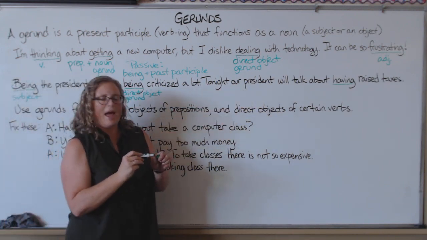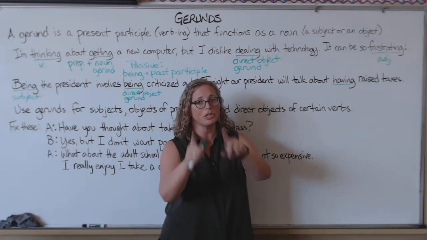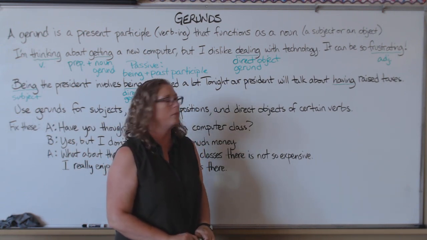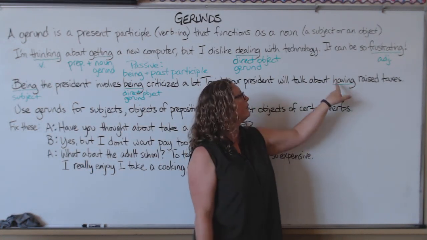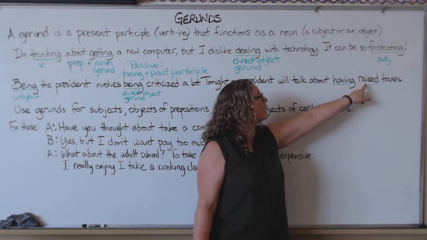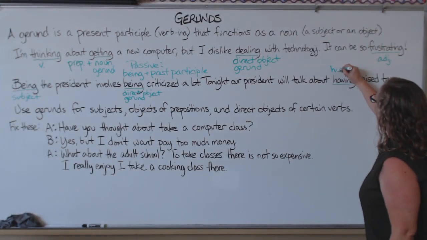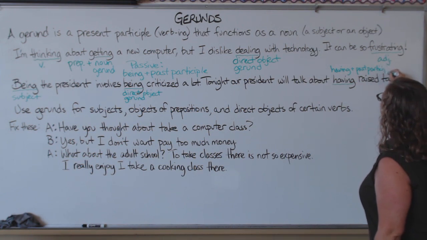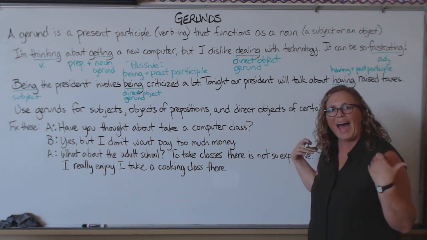Tonight, our president will talk about having raised taxes. What comes before having? Preposition. That tells you that this is a gerund. Okay, there's something special about this one also. We have another auxiliary verb, but it's not be. It's the verb have, having, plus a past participle. If you use the auxiliary verb having plus a past participle, what is this? This is a way of making something past.